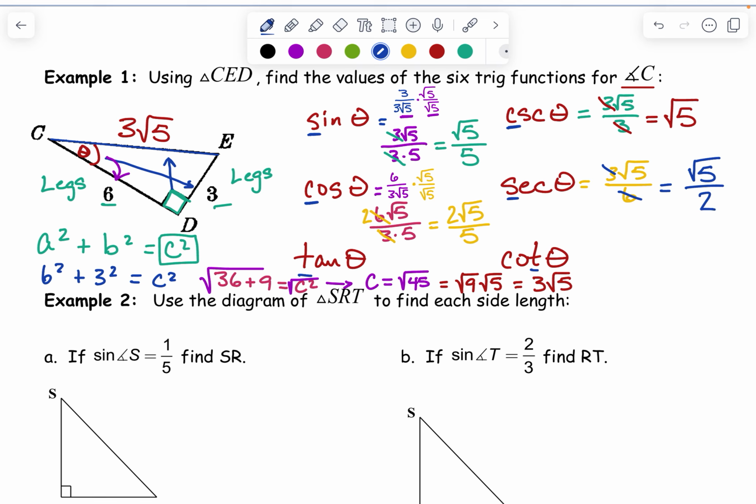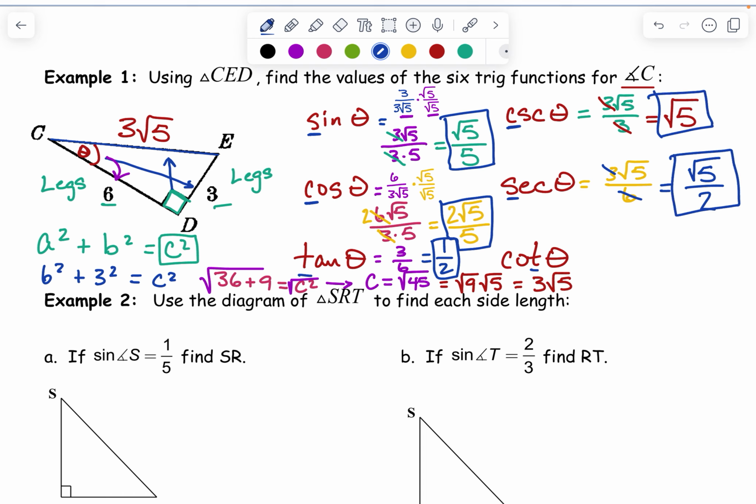And then lastly, for tangent, it is opposite over adjacent, 3 over 6. So all we have to do there is reduce to 1/2. Let me box these up because it's getting a little messy right here. 1/2, 2 root 5 over 5. Okay, and now for cotangent, we would just flip it, so it would be adjacent over opposite, which reduces to 2.